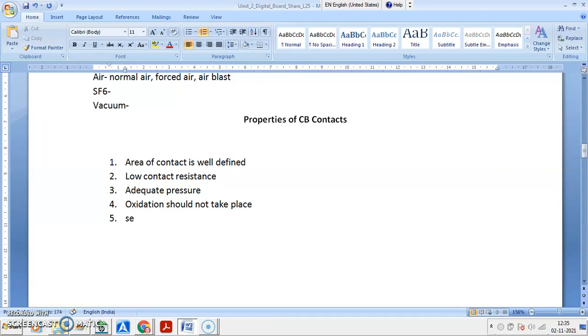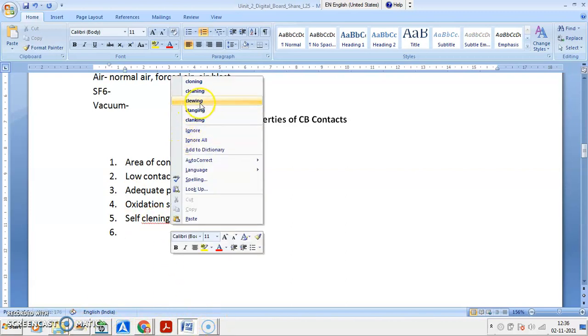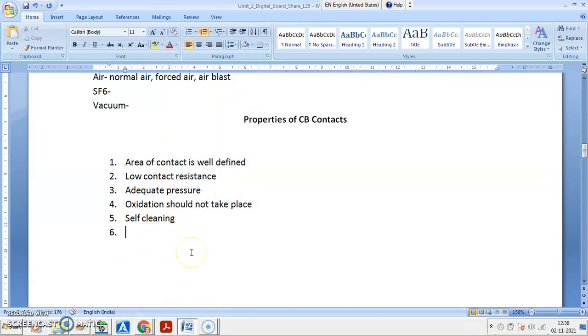They should get self-cleaned because of deposition. Many times carbon deposition is there, so contact material should be self-cleaning. Decarbonization should take place. Then the contact should be detachable, so replaceable. Contact should be replaceable if it gets damaged. If you need to replace the entire contact assembly, it may be costly.